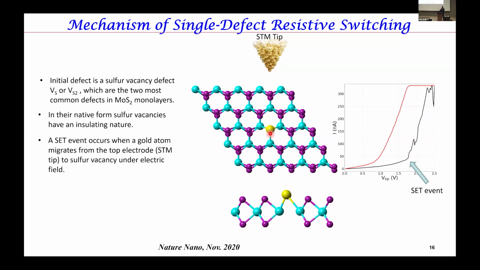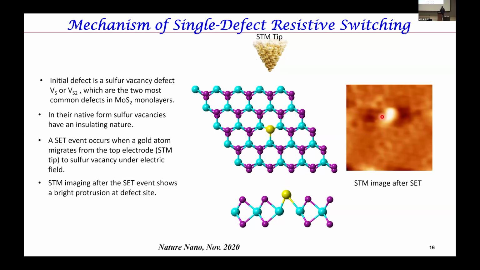If that is the case, we should be able to then image it exactly at the same point in the same experimental setup. And so when we do the imaging, we can see this bright protrusion. Geometrical analysis of the protrusion, the dimensions are consistent with that of a gold atom. And then we said, let's do the reverse. Let's apply the opposite electric field.